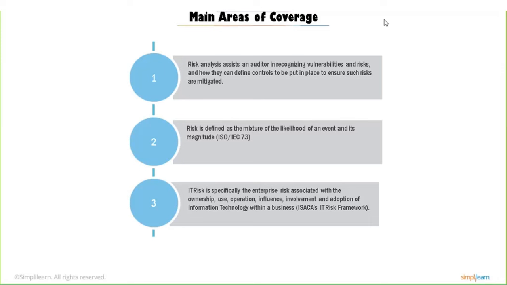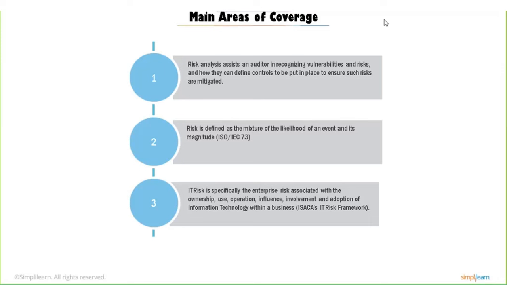So what is risk analysis? Risk is defined as a mixture of, or a product of, the likelihood of an event and its magnitude. Risk analysis assists an auditor in recognizing vulnerabilities and risks and how they can define controls to be put in place to ensure such risks are mitigated. So risk analysis is a process which helps the auditor in recognizing vulnerability. Vulnerability is one of the prime things of any risk analysis, and how they can define controls. Controls are the countermeasures that you put into place to ensure such risks are mitigated.